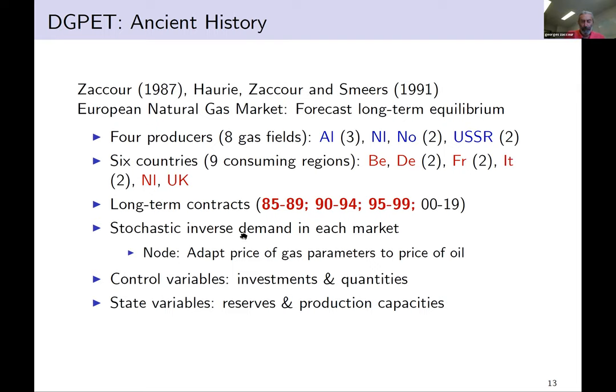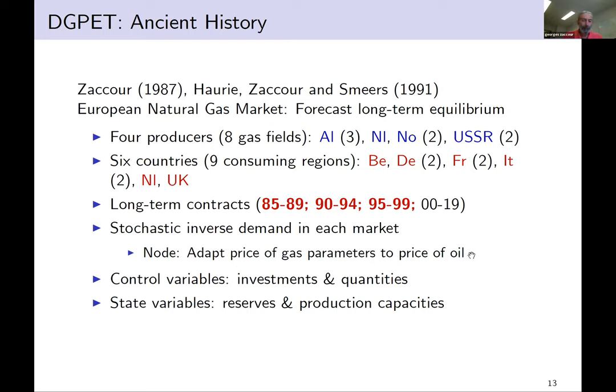Maybe a bit of background regarding this class of games. Actually, this class of games was somehow invented because in my PhD thesis and in some work with Alain Haurie and Yves Smeers, we were simply solving a practical problem, which was to deal with the European natural gas market, where you have some sellers, Algeria, Netherlands, Norway, at that time USSR, selling their gas in different regions. And what the countries were doing is to sign long-term contracts. However, we had some stochasticity that is emanating from the price of oil.